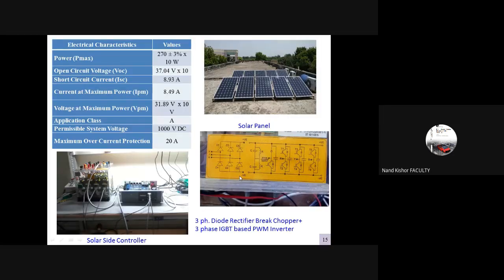So that is some information about the size of the system. We had it in a study. We had the maximum power, and some parameters of the module which we have used, right? And these are some photos of the controller or the hardware setup in the lab here.